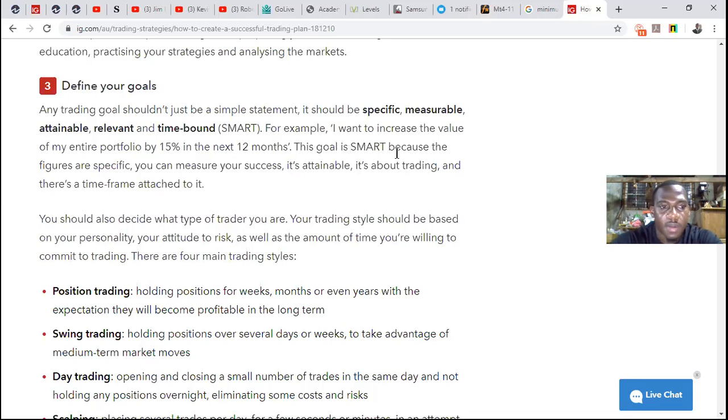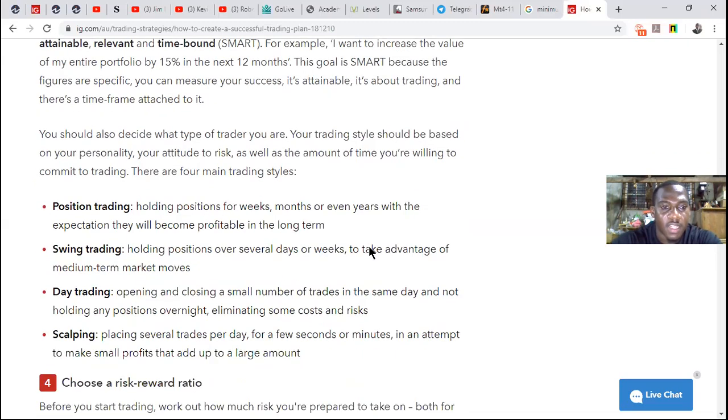This goal is smart because the figures are specific. You can measure your success. It's attainable. It's about trading, and there's a time frame attached to it. Right? You should also decide what type of trader you are. Your trading style should be based on your personality, your attitude to risk, as well as the amount of time you're willing to commit to trading.